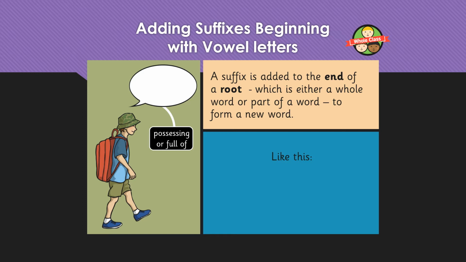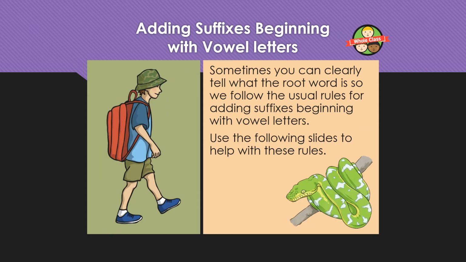Adding suffixes beginning with vowel letters. A suffix is added to the end of a root word, which is either a whole word or part of a word to form a new word, like this. Fame, add OUS, becomes famous. Victory, add OUS, becomes victorious. Sometimes you can clearly tell what the root word is, so we follow the usual rules for adding suffixes beginning with the vowel letters. Use the following slides to help with these rules.